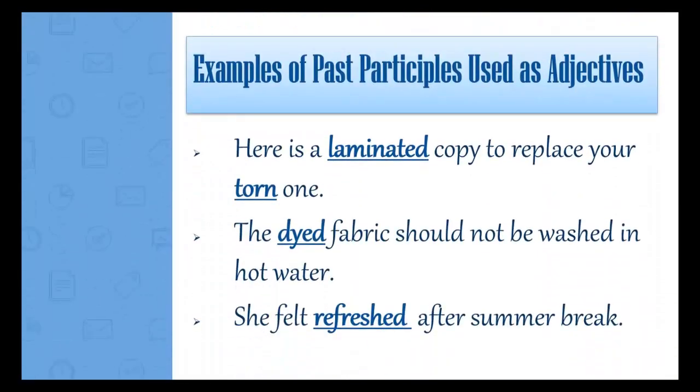Here are some examples of past participles used as adjectives. It's difficult to distinguish or identify participial adjectives because they often look like verbs. Finding their placement in a sentence is the key to understanding how they are being used. If they are preceding a noun or pronoun, they are definitely being used as adjectives. See the first two examples? The words laminated, torn, and dyed are the participial adjectives.